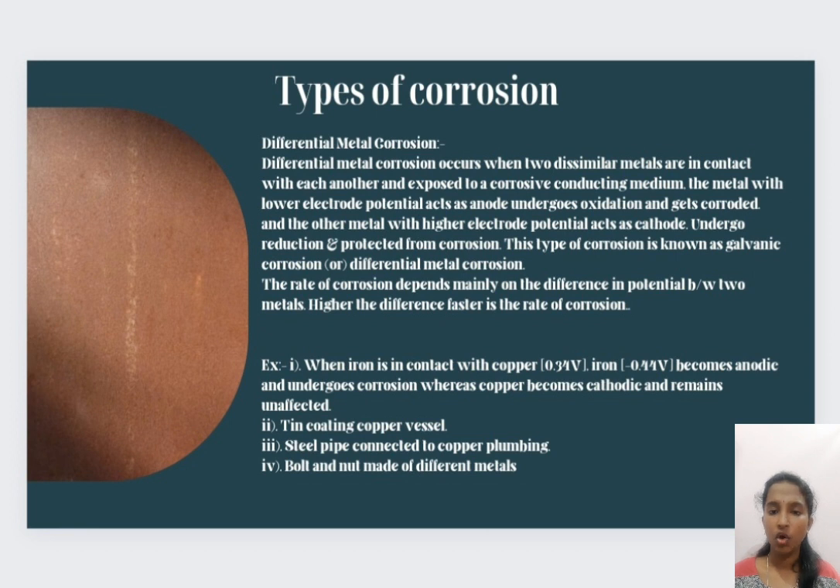When iron is in contact with copper, iron acts as anode and undergoes corrosion, whereas copper acts as cathode and is protected from corrosion. Some of the other examples are tin coating on a copper vessel, steel pipe connected to copper plumbing, and bolt and nut made up of different metals.